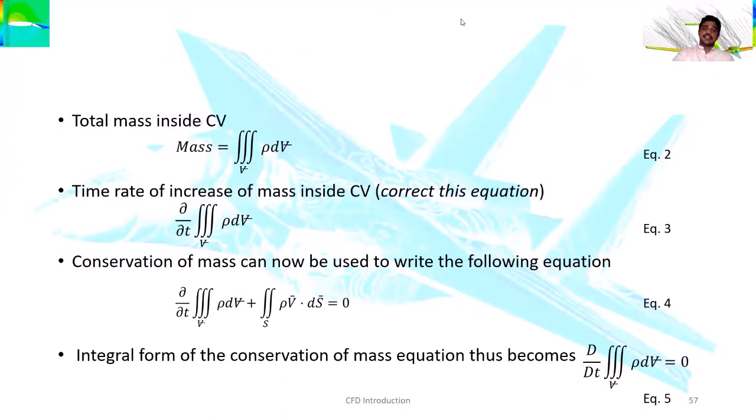So here my interest is what is the mass inside the control volume. So I have written it as mass is equal to density into the volume, over the integral of this, that is a triple integral, the volume integral of the flow. Now the question comes, why has the volume integral come into the picture here?